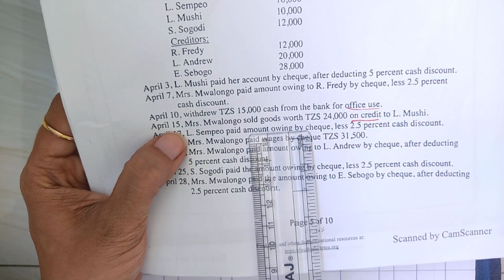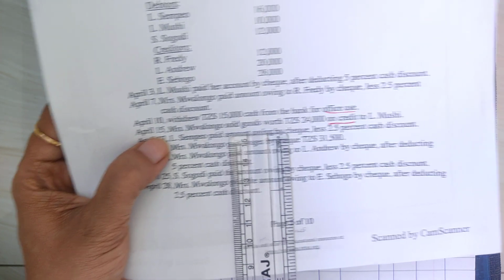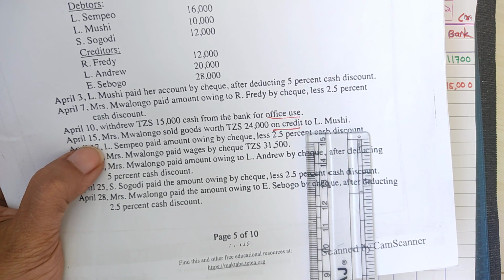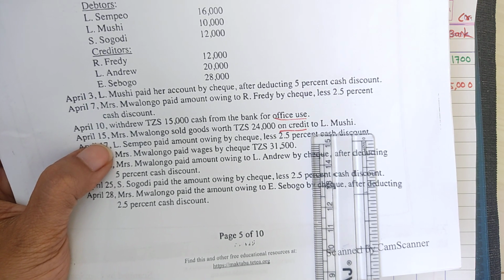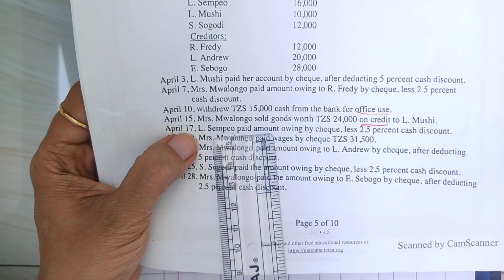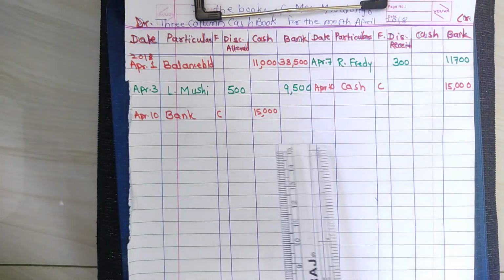Because what will be the effect of this? Mrs. Malongo sold goods to L Mushi. So the account to be debited will be L Mushi and the account to be credited will be sales. So there is no space for the cash book. Okay, now April 17. So remember, April 15 there will be no effect in this book.